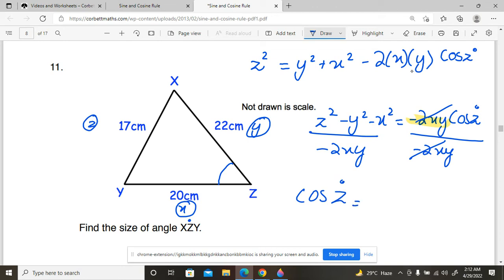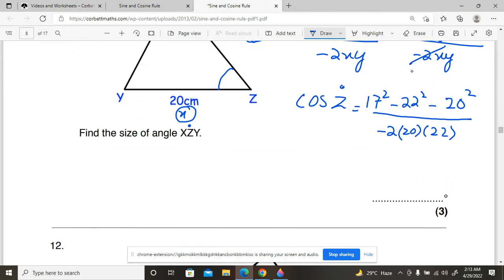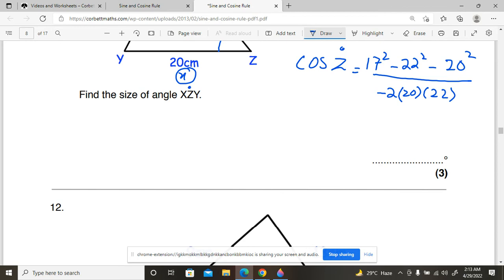Now z square means that 17 square minus y square means that 22 square minus x square means that 20 square divide by minus 2. Don't need to forget this minus sign, otherwise you will get the wrong answer. So x is 20 and y is 22. Now use scientific calculator and tell me what is the answer. So you have to use the fraction button.